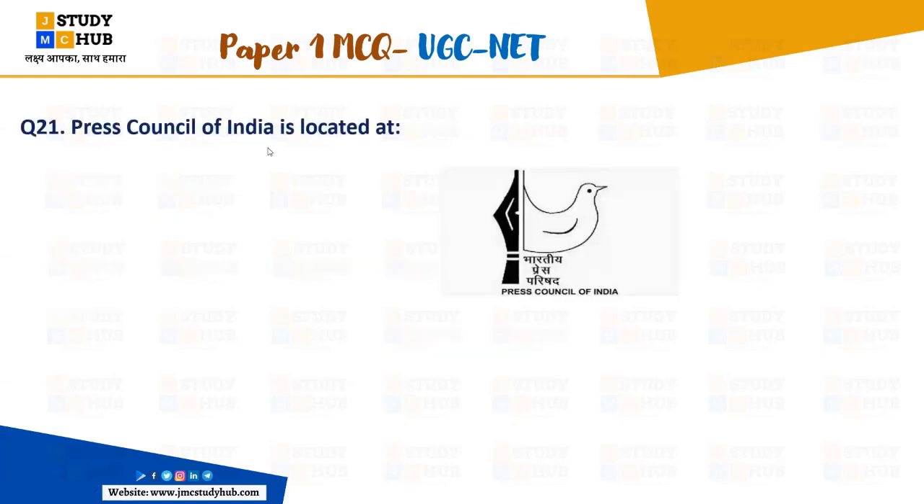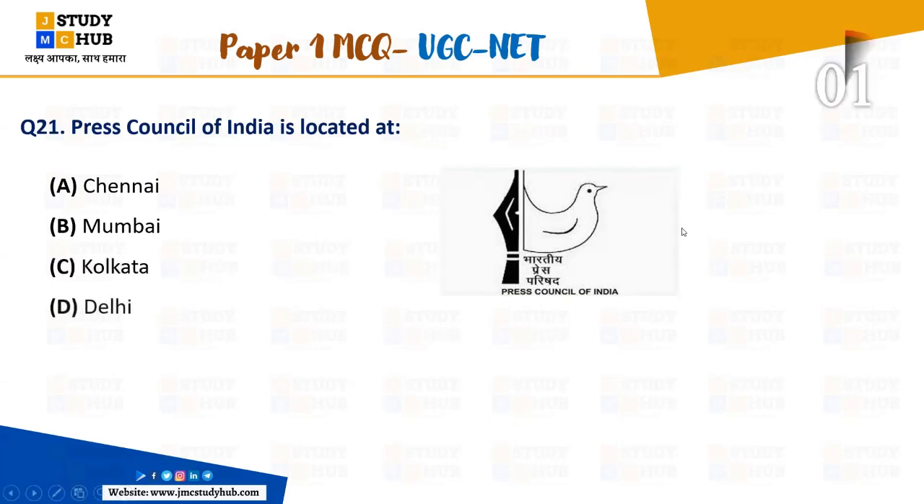चलिए. Question number 21. जल्दी से बताएंगे, Press Council of India is located where? Chennai, Mumbai, Kolkata, Delhi. Very important question. Please look at these questions. It is important in communication, right? So Press Council of India is located at... Yes, that's the correct answer. Press Council of India is located in Delhi.